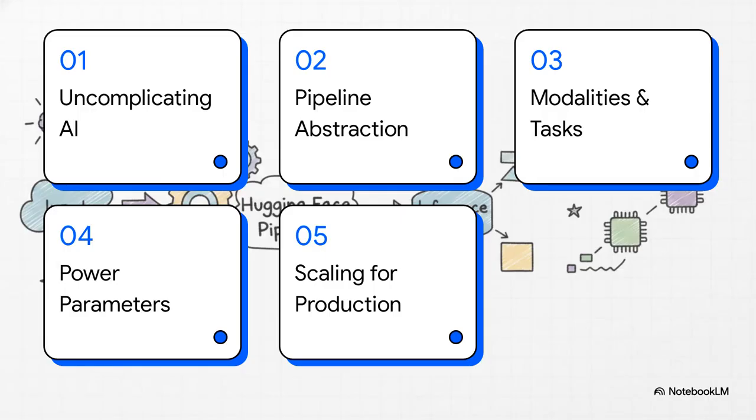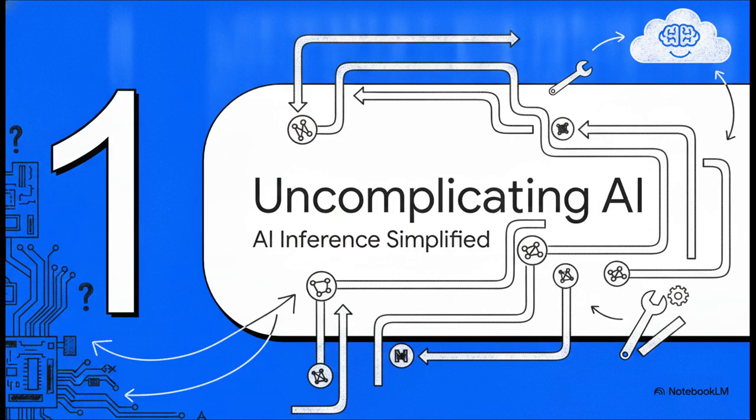Okay, let's dive into this roadmap. First, we'll look at uncomplicating AI inference, then the pipeline abstraction, modalities and tasks, power parameters, and finally, scaling for production. All right, Section 1, Uncomplicating AI Inference.